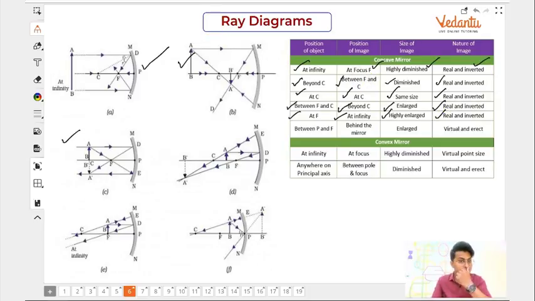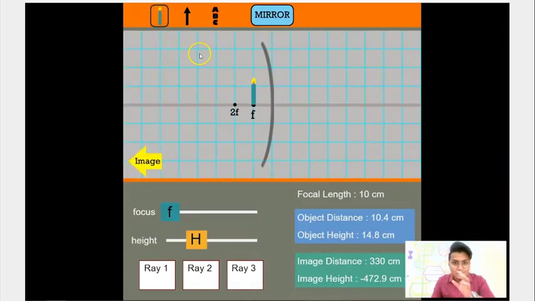But now comes something we call Mr. Special. Why is this special? Because this is the only ray diagram of the concave mirror where we get a virtual image. That's why we call it Mr. Special. Now let's just check out how it is going to be formed.